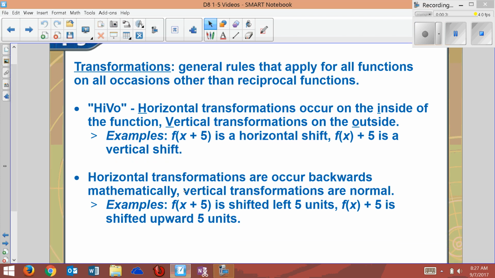Same rule number 2, though, it's still separating between horizontal and vertical. It's that horizontal seems backward than what you would normally assume. Vertical is normal. So, for example, f of x plus 5 would be shifted 5 to the left. Now, most people would normally think plus 5 would talk about right 5 units, but it's not. It's backwards. But vertical, since it's outside, actually occurs normal. So plus 5 would be upward. So that's normal. This is backwards.